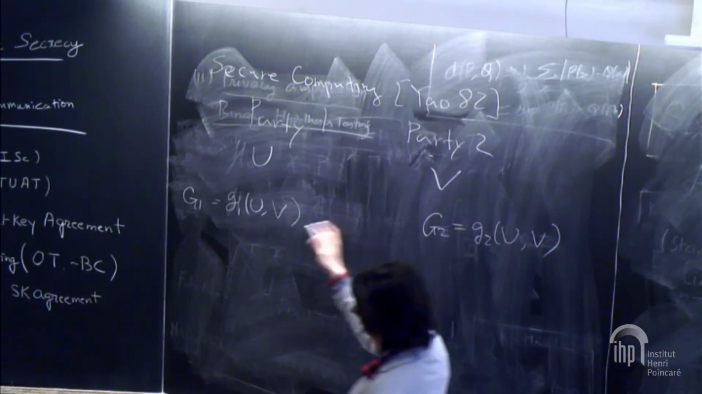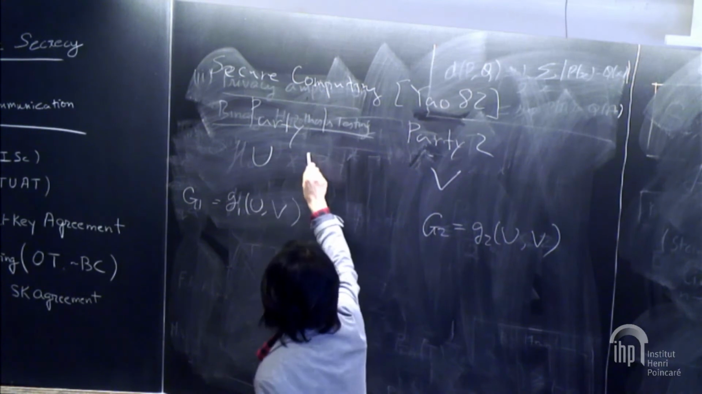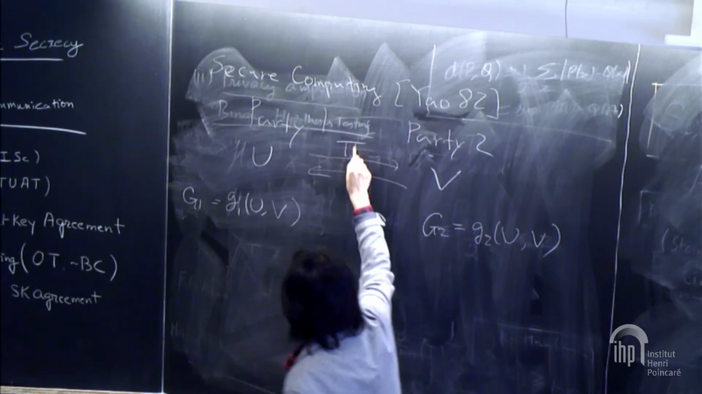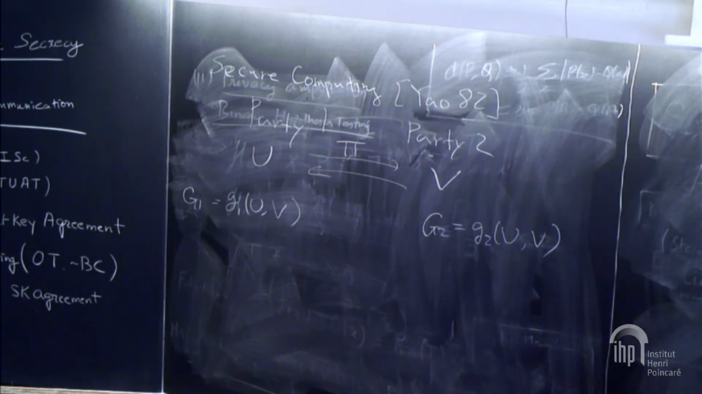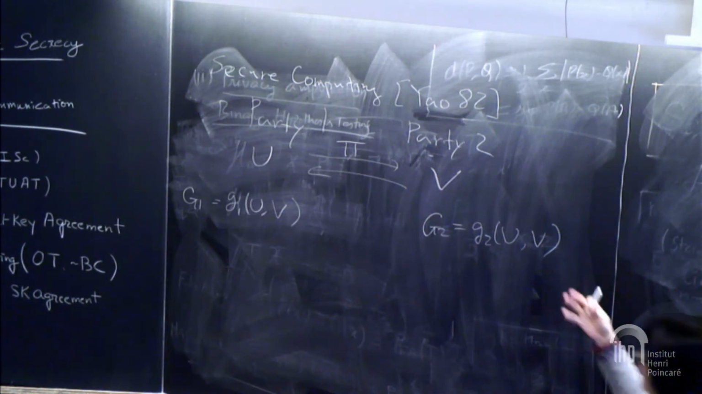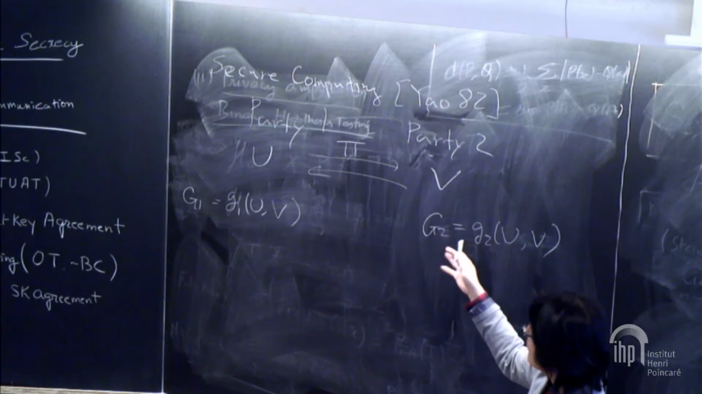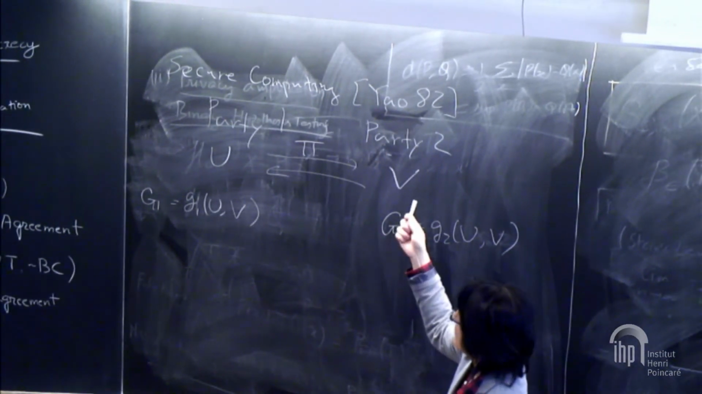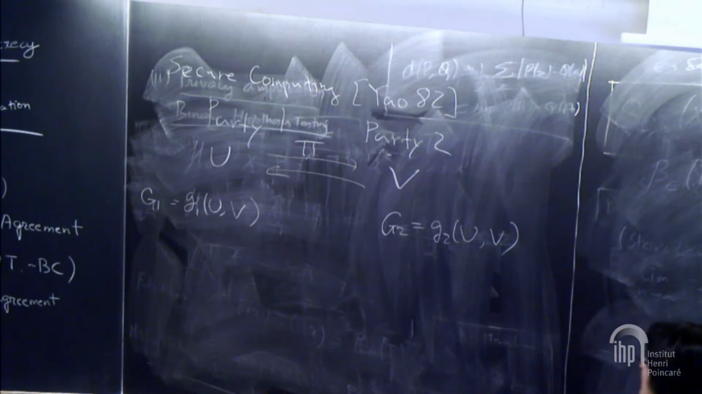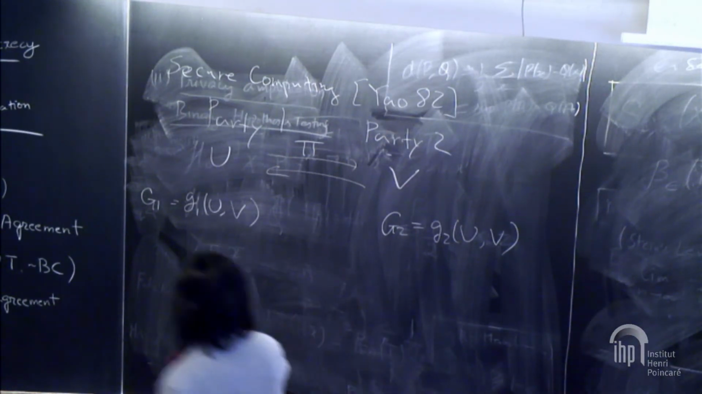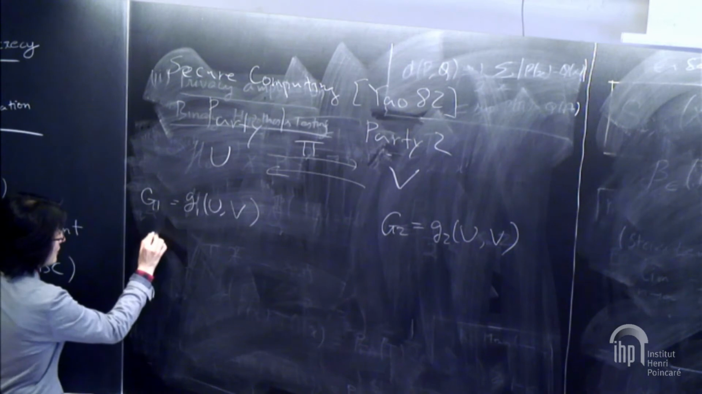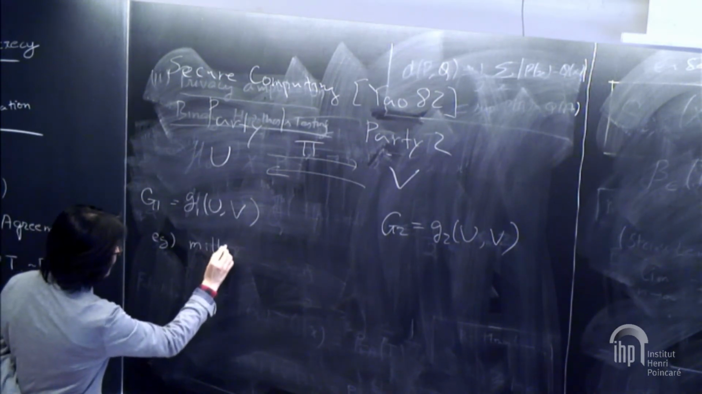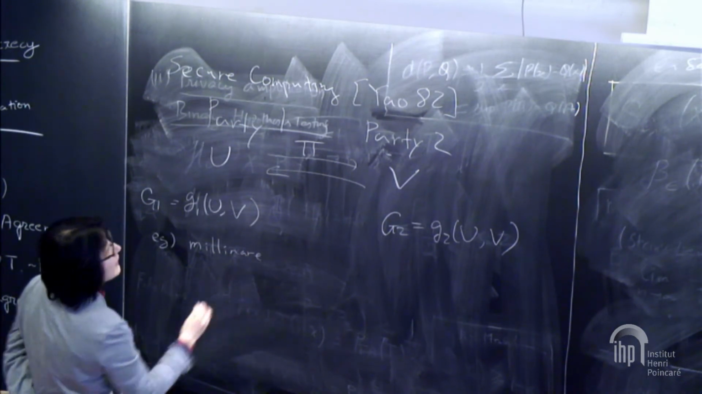So they would like to compute some functions by using some interactive communication. They would like to compute some function, but they don't want to reveal their own data. So this is the problem. For example, in the Millionaires' Problem posed by Yao.